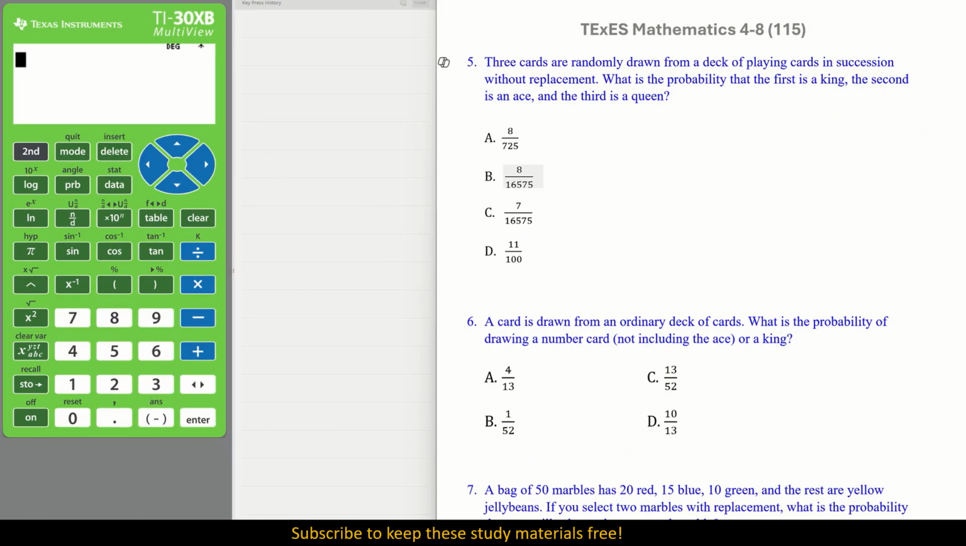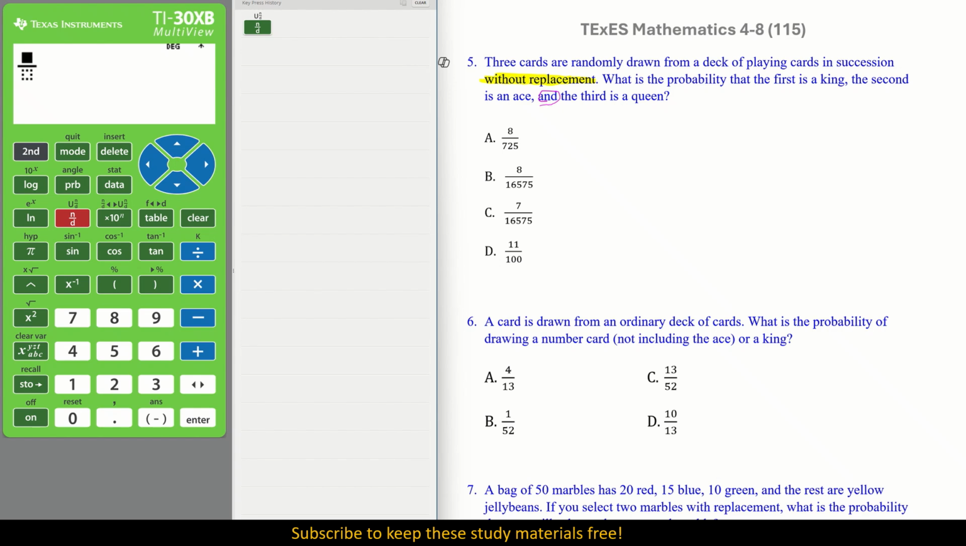Number 5, 3 cards are randomly drawn from a deck of playing cards in succession without replacement. What is the probability that the first is a king, the second is an ace, and the third is a queen? The word and tells me we're going to multiply and we are not replacing. So each time my denominator will be reduced by 1. 1 card less in my deck. So my total outcomes is decreasing 1 at a time. So let's put that in the calculator.